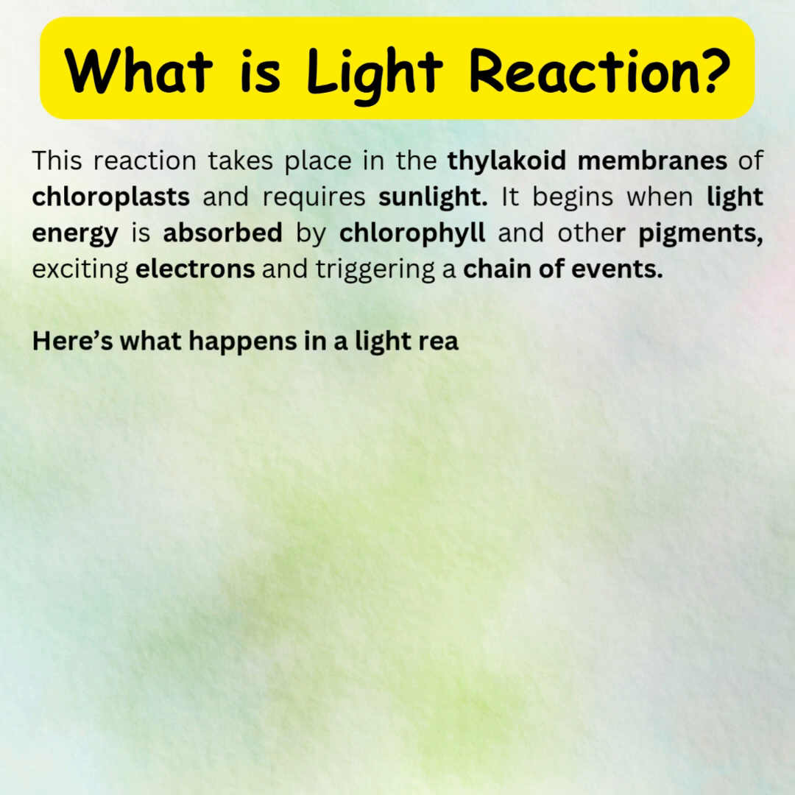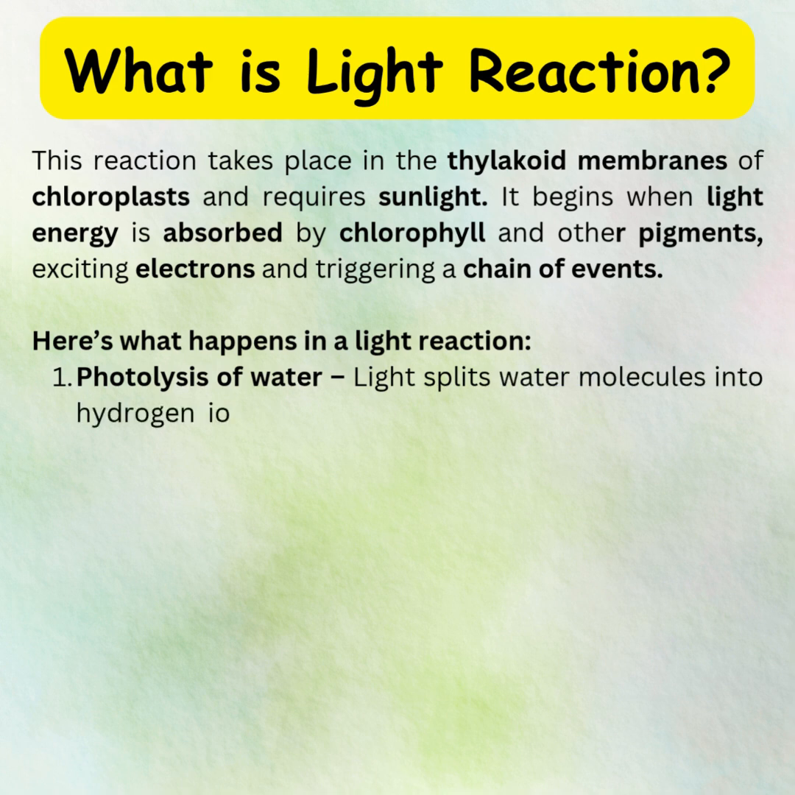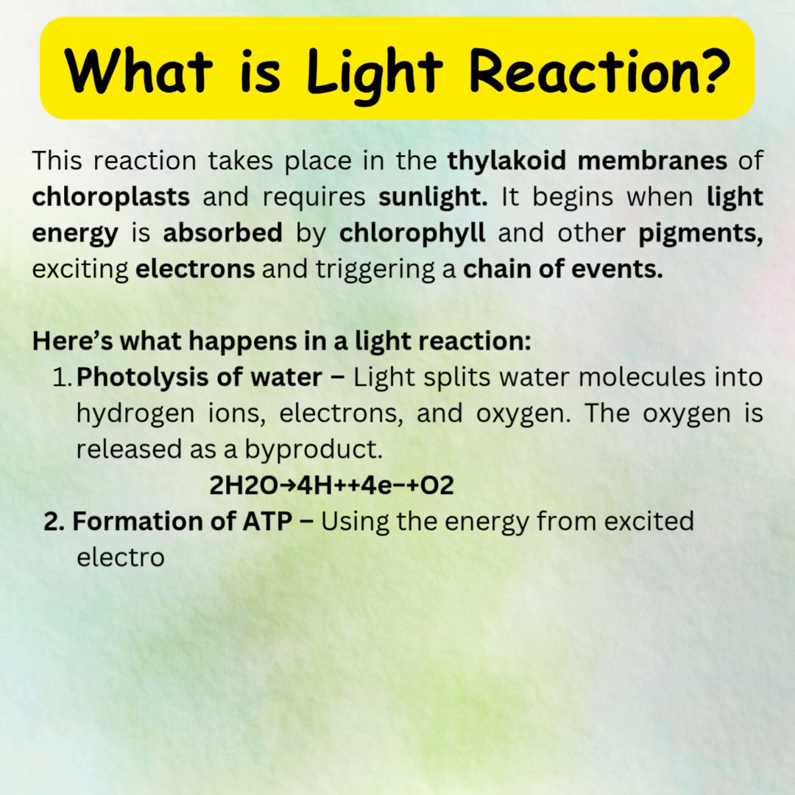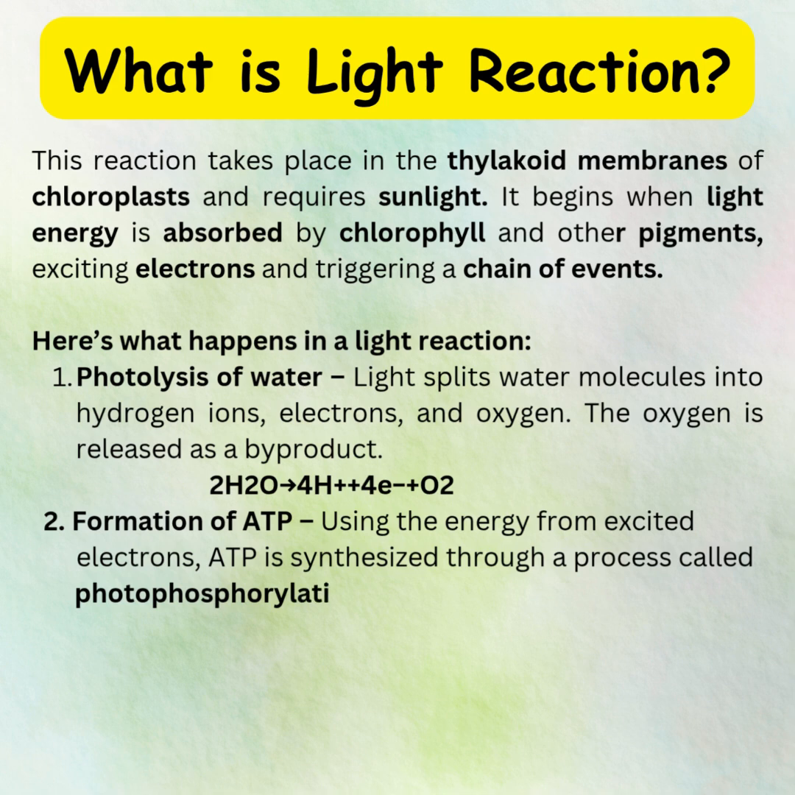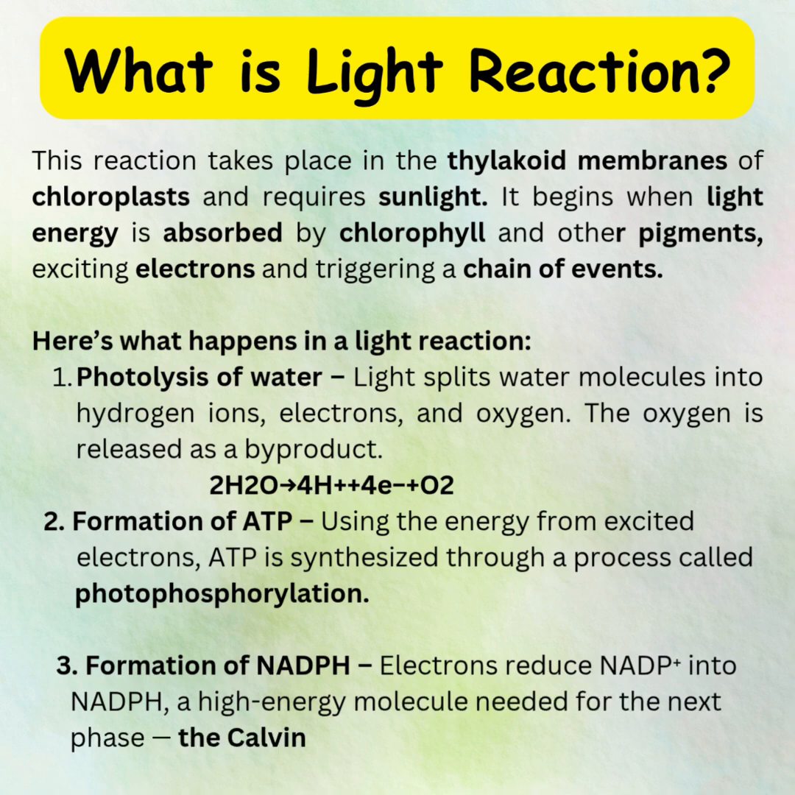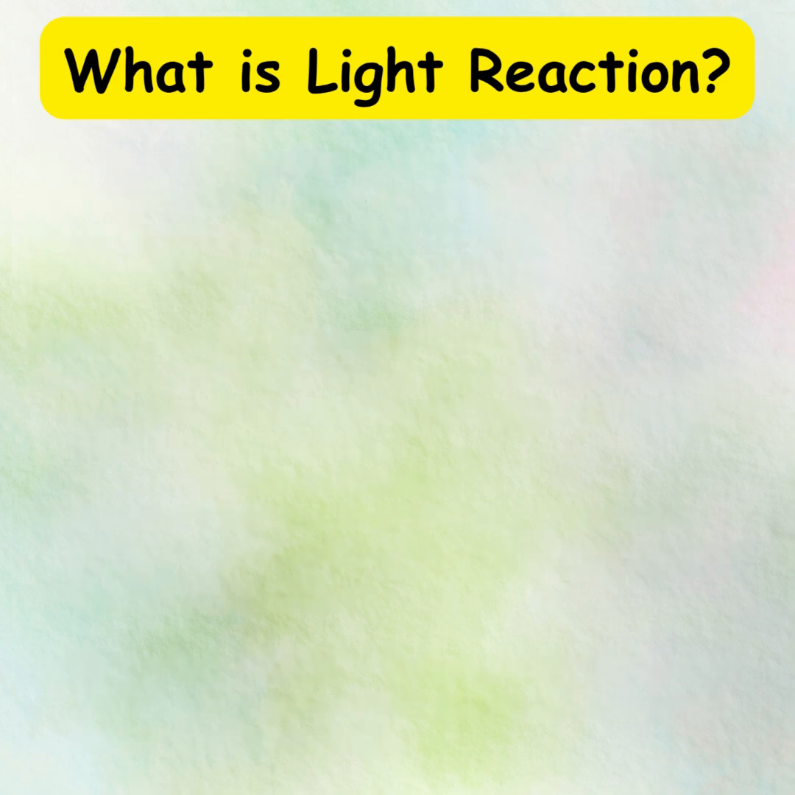Here's what happens in a light reaction. First, photolysis of water. Light splits water molecules into hydrogen ions, electrons, and oxygen. The oxygen is released as a byproduct. Second, formation of ATP using the energy from excited electrons. ATP is synthesized through a process called photophosphorylation. Third, formation of NADPH. Electrons reduce NADP+ into NADPH, a high-energy molecule needed for the next phase, the Calvin cycle.